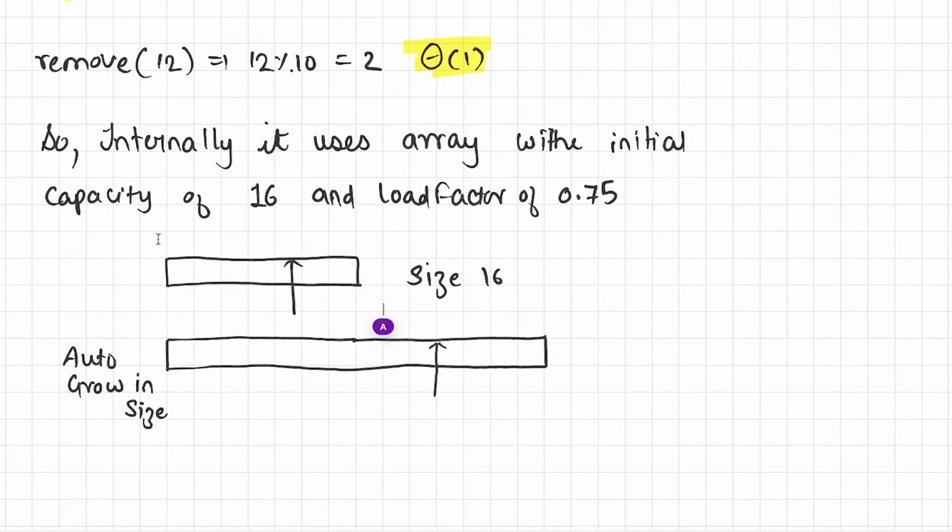So basically it's going to pre-allocate space for 16 items. Okay. Then what is the role of load factor here? So here load factor defines how full a HashMap can be before it resizes itself.